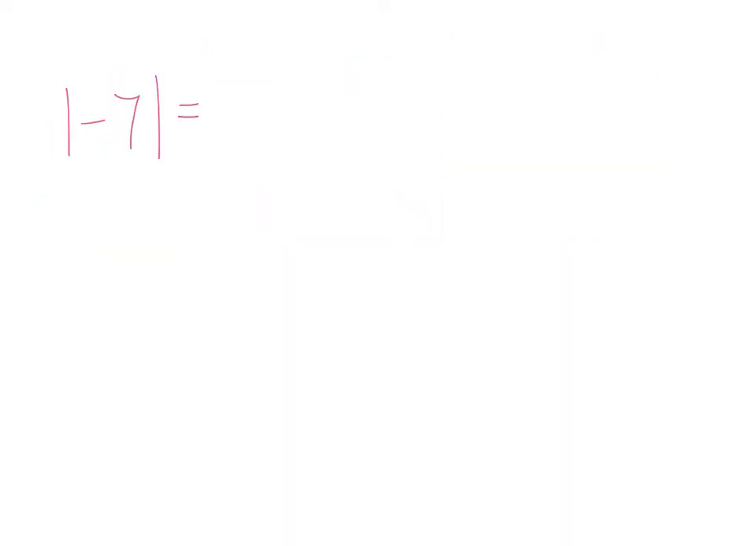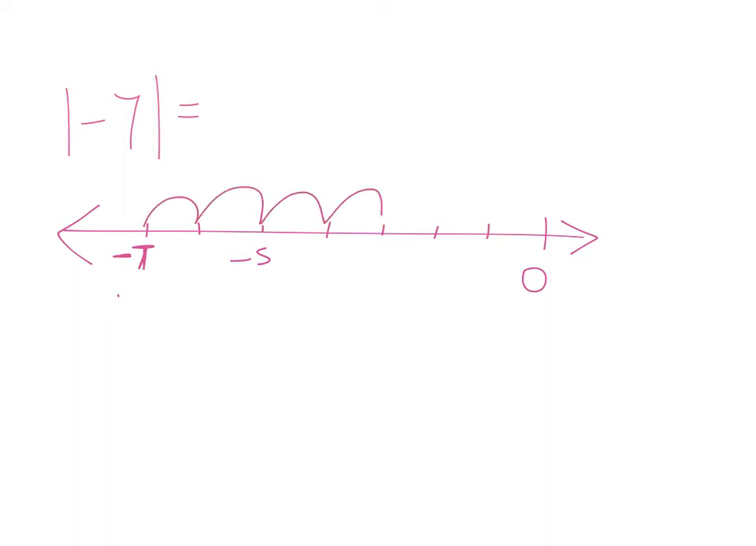So what if I showed you that? Well, again, what is that saying? What is the absolute value of negative 7, otherwise known as how far is negative 7 from 0 on a number line? So if that's 0, then that'd be negative 1, 2, 3, 4, negative 5, 6, 7. Okay, so that's where our negative 7 is. And how far is that from 0? 1, 2, 3, 4, 5, 6, 7. So it's negative 7, right?